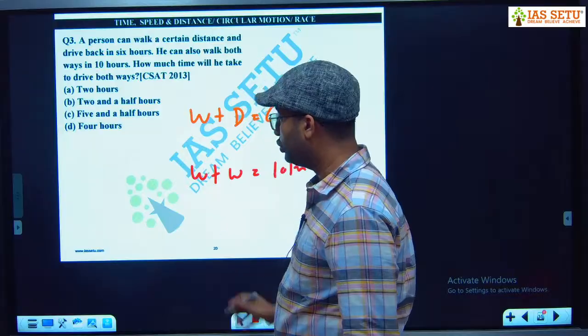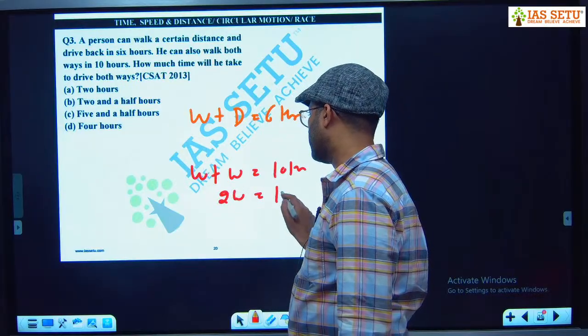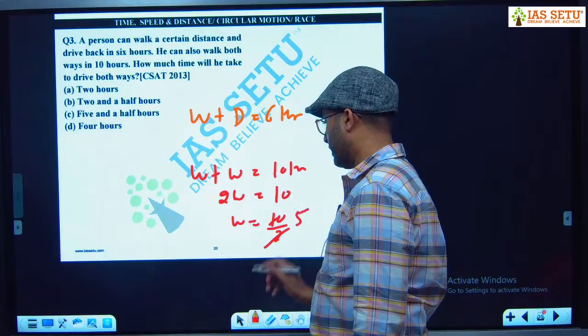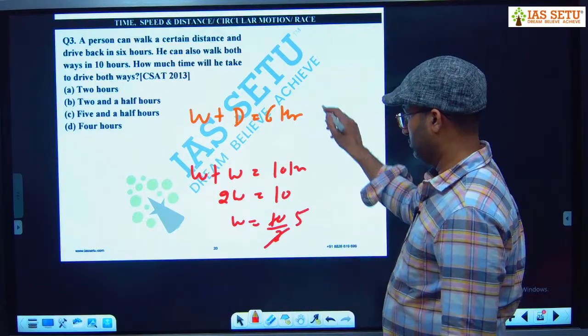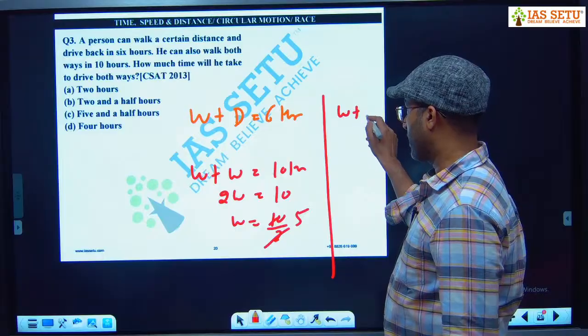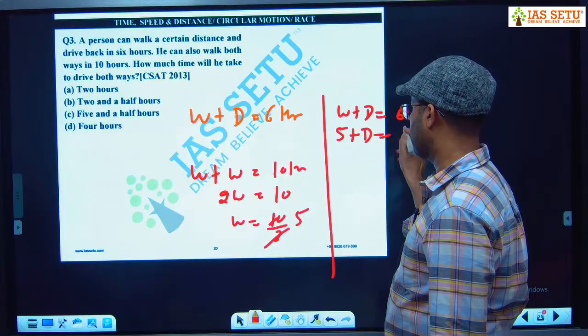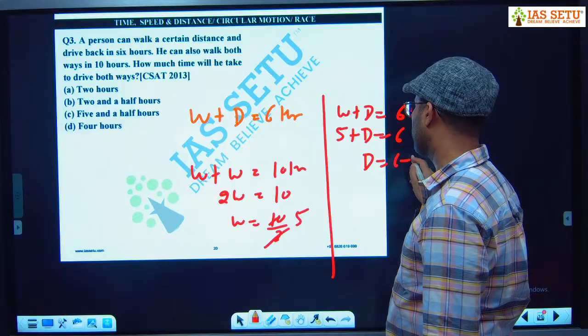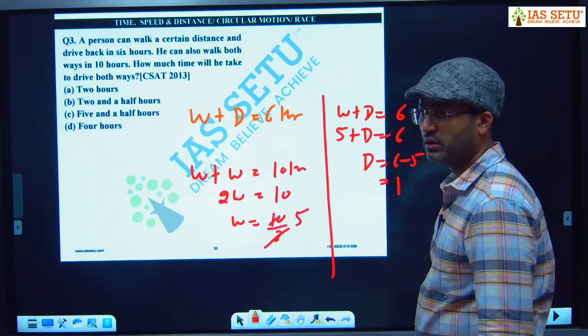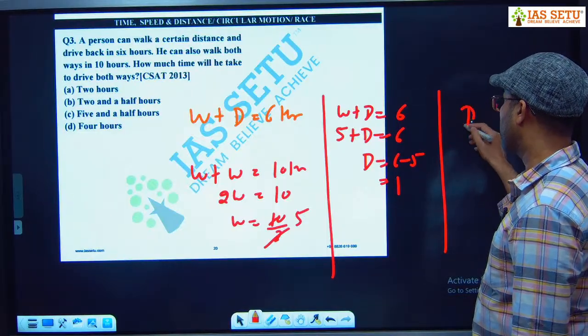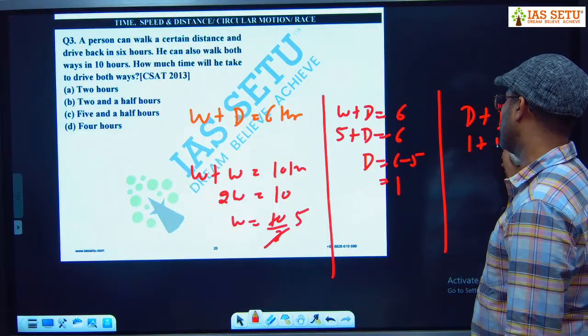So two side walking required 10 hours, take two other side, one side walking required 5 hours. So in this walking plus driving 6 hours, you put value of walking 5 plus driving, 6 hours, one side driving required 6 minus 5, 1 hour. एक तरफ ड्राइविंग में 1 घंटा लगता है, तो बोथ साइड ड्राइविंग रिक्वायर्ड हाउ मेनी आवर, 1 + 1, 2 आवर.